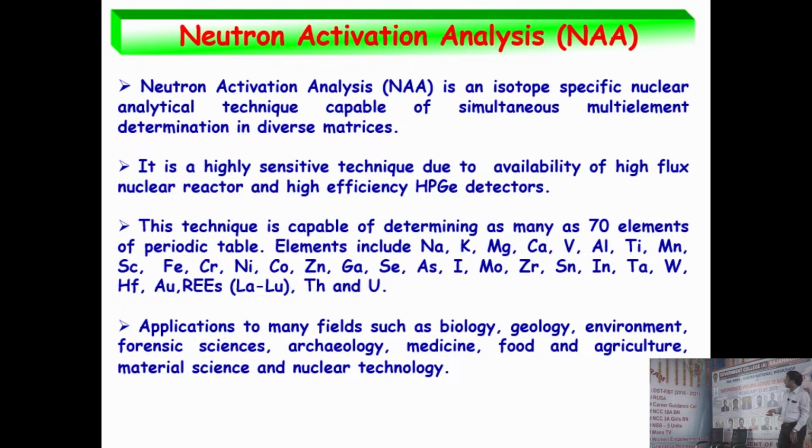Neutron activation analysis is an isotope-specific nuclear analytical technique capable of simultaneous multi-element determinations in diverse matrices. If you take any sample and irradiate it with a neutron beam, either from an isotope source or in a nuclear reactor, the neutrons get captured and activity is induced. Almost 70% of the periodic table elements, from sodium and potassium up to uranium, can be determined. It applies to many fields such as biology, geology, environment, forensic sciences, archaeology and medicine.